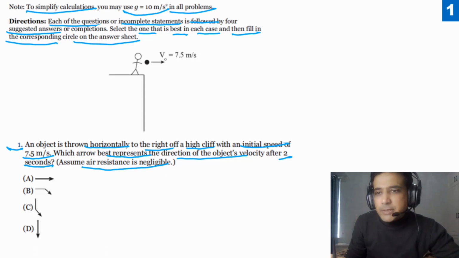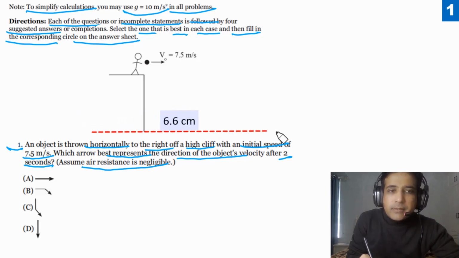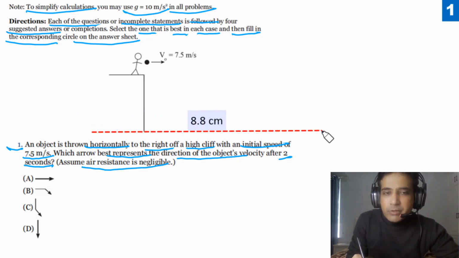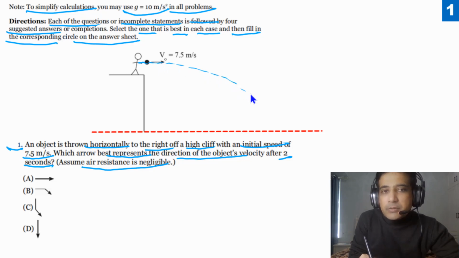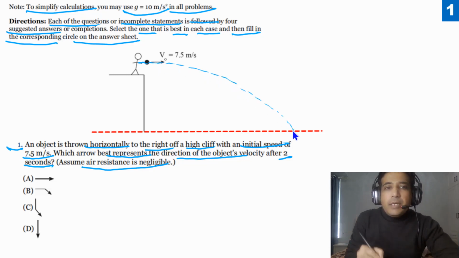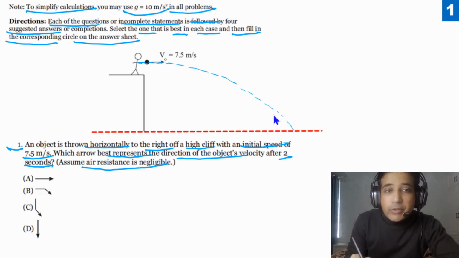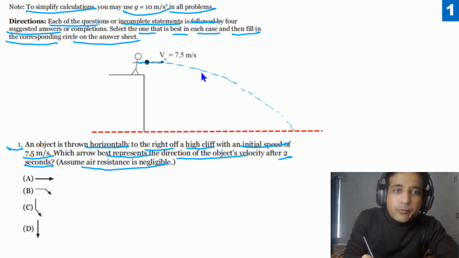So the best way to answer this problem is, first of all, we can sketch. Imagine that this one is the ground, and in this case we projected this object horizontally. So it will follow this path. It will go like this. And in this case, there is no air resistance. So there is only one force acting on this object, and that force is the force of gravity.